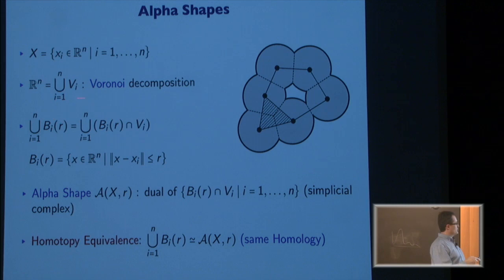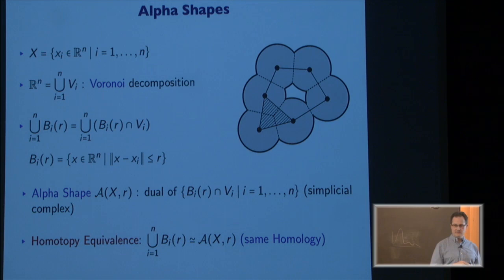Now, to construct the alpha shape, we're going to use this Voronoi decomposition. We observe that the union of the balls is the same as the union of the balls intersected with the Voronoi cells. You take each ball and intersect it with the Voronoi cell corresponding to that ball, and the union of these gives the same as the union of the balls. These are the balls centered at xi with radius r. Then when you take the dual of this union of balls intersected with the Voronoi cells, this is a simplicial complex. This is the alpha shape, the alpha complex.